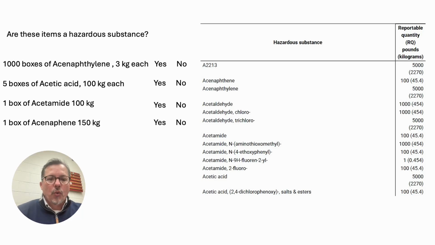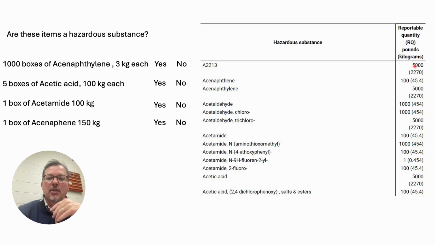So this will be just a really short video on how to determine if you are dealing with a hazardous substance or not. So the basic definition of a hazardous substance is an item that is listed on the hazardous substance table and in one package meets or exceeds the RQ value. Now that RQ value, listed right here under the reportable quantity column, will come in pounds first and then kilograms. So same number, just one's pounds, one's kilograms.